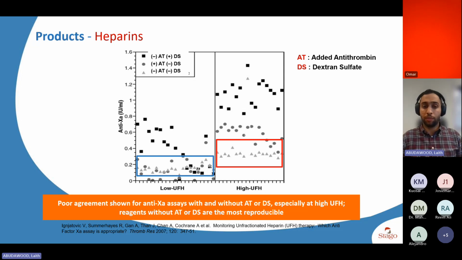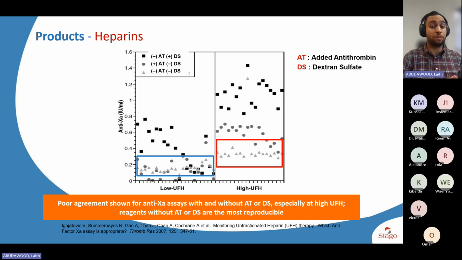What does that do? If the kit contains antithrombin as part of the reagents, then this means in some cases I'll be overestimating the anti-Xa response that's actually available in the patient blood, especially if the patient has antithrombin deficiency. That's especially true for antithrombin deficiency patients.